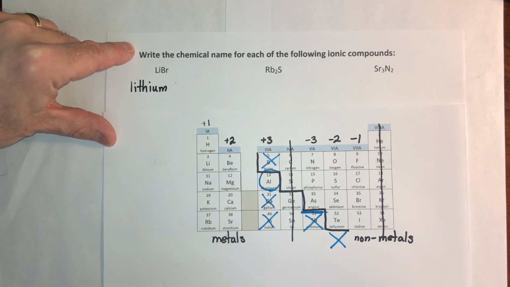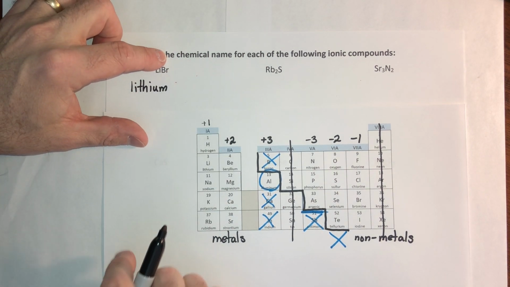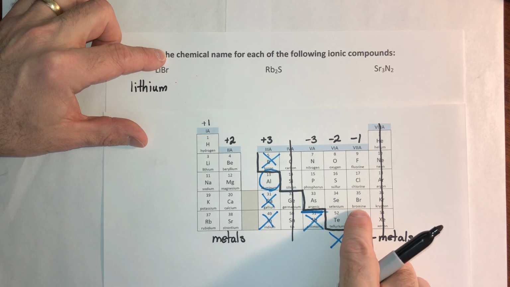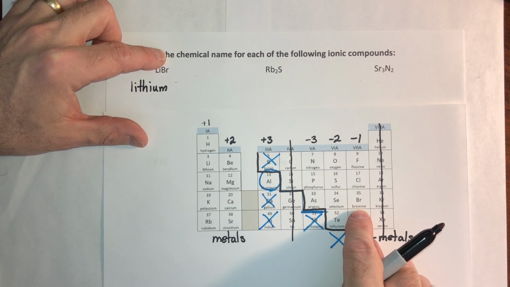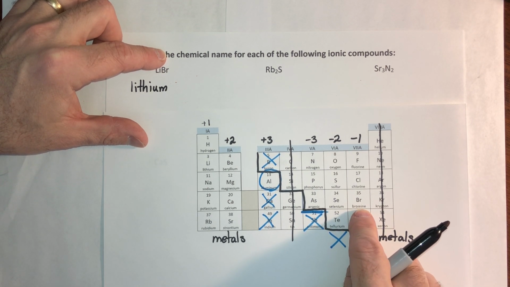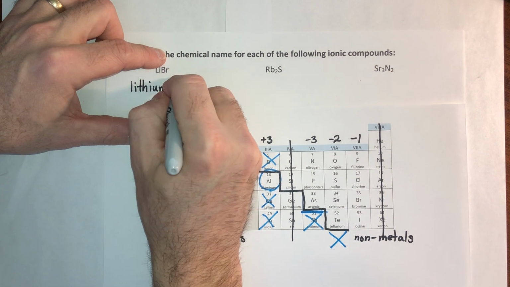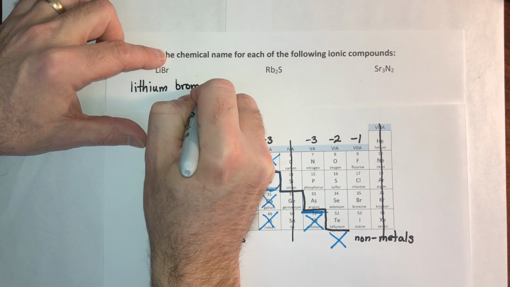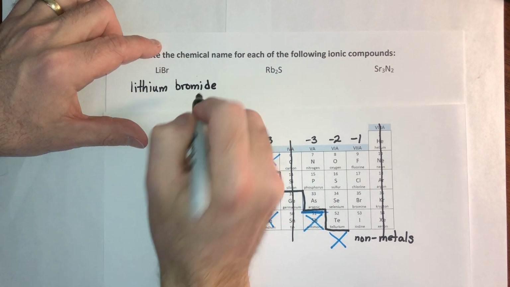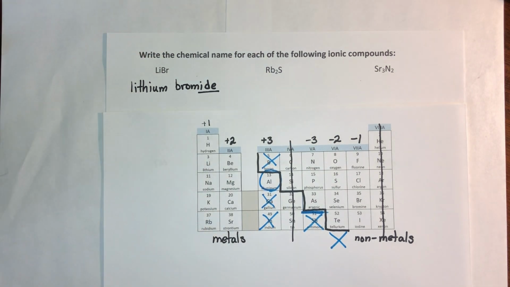Excellent. The second element is Br. So if I look up Br, I find it here on the periodic table. It is bromine, ending in -ine. But we know that the second word has to change. So instead of bromine, this one becomes bromide. Okay, so the ending changes.